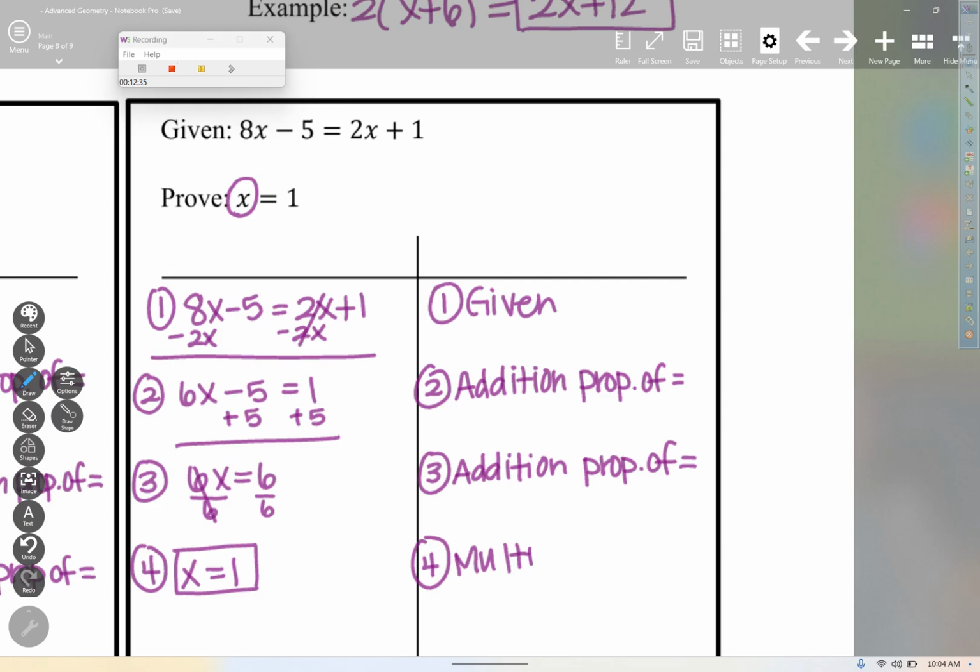And if you notice, x equals 1, the x is on the left side, so I don't need to use symmetric property to flip-flop what side the x is on. So I am done. These are my 4 steps, and I have given my 4 reasons. Okay, let's go ahead and finish the back to proofs.